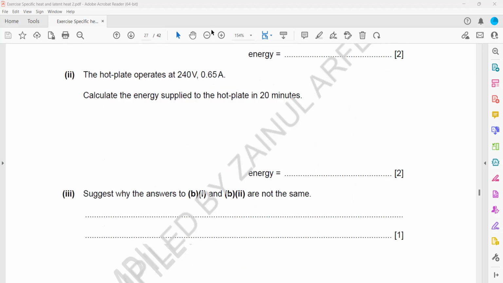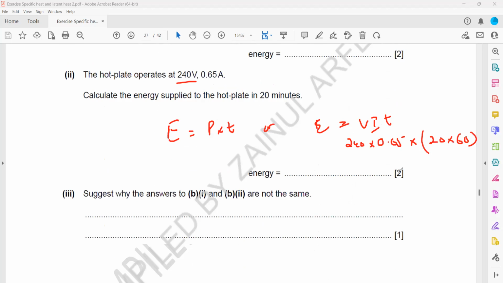Energy, that's good. Energy is VIT. When energy is power into time, or energy is VIT, it depends on if we have voltage, current, and time. We'll use this one. So voltage is 240, current is 0.65 and the time is 20 minutes. We should convert into seconds, so we multiply by 60.